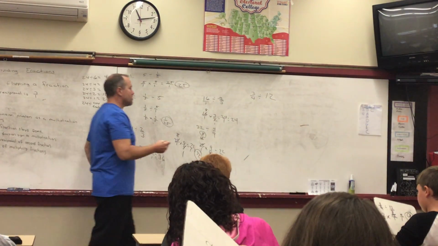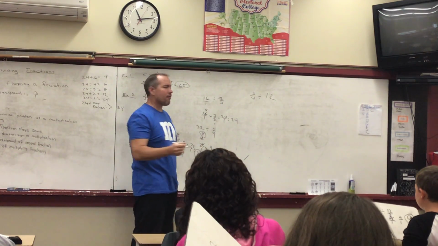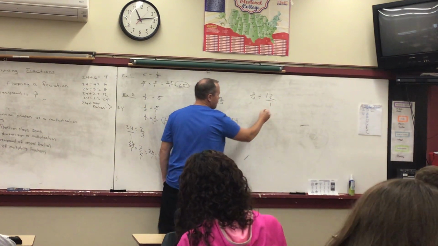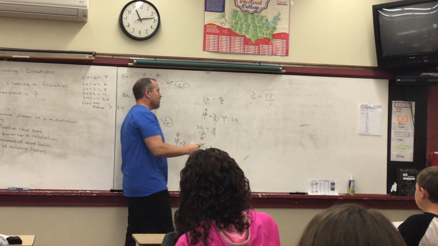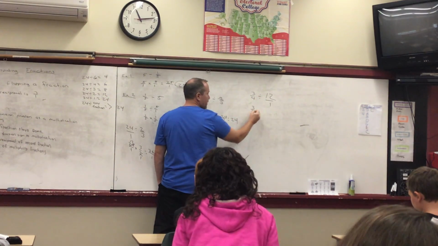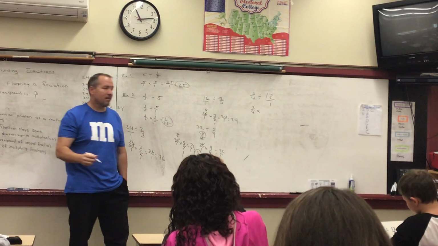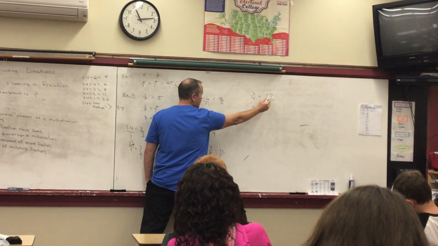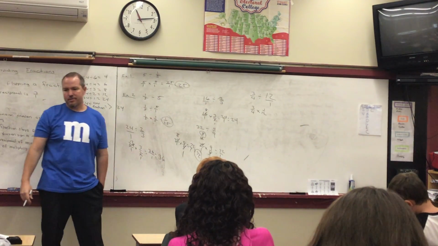Okay, so let's check it. First of all, I'm going to put that 12 as a fraction, so I'm going to put it 12 over 1. Everybody agree with that? Now, first fraction stays the same. Change the division to multiplication. Write the reciprocal of the second fraction. That means we flip it. 12 over 1 becomes 1 over 12.